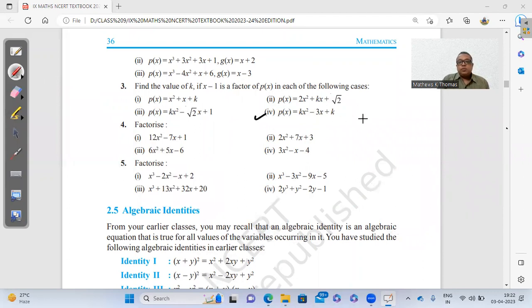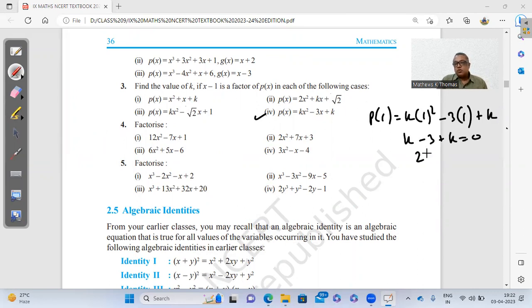Then we have the last part here. When I'm putting the value of x as 1, I'm going to get P1 is equal to k into 1 square. Then I'm going to get minus 3 into value of x, we are taking as 1, plus k. So k minus 3 plus k is 0. 2k minus 3 is 0. 2k is 3. So the last answer we'll get, k is 3 upon 2. Value of k will become 3 upon 2, right?